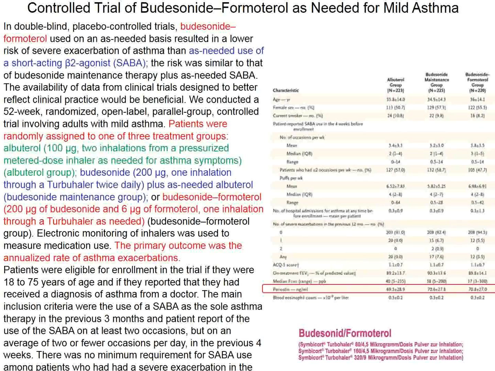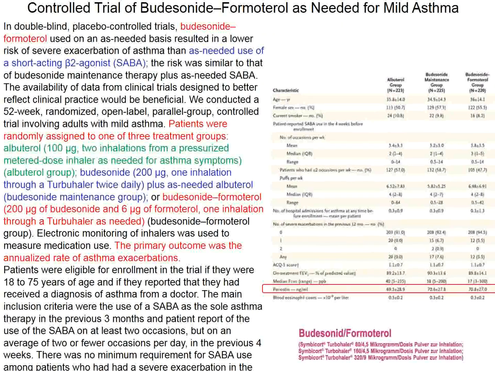And the treatment here is fairly complicated. As a background, the patients had an as-needed short-acting beta-2 agonist. Terrible abbreviation, but these are called SABAs. So there are three groups of patients here. One patient group got albuterol, 2 inhalations from a pressurized metered-dose inhaler as needed for symptoms. That was the albuterol group.